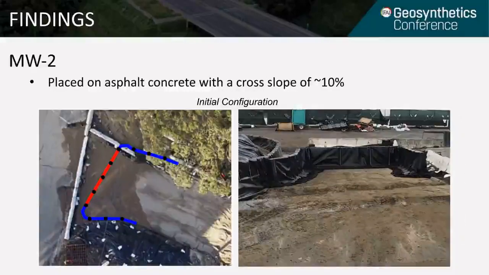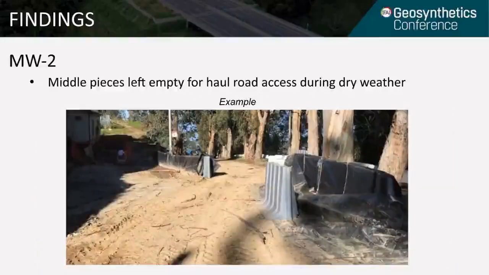Basin MW2 had 4 unfilled barrier wall pieces, as shown in red, and those were anchored by 3 water-filled barrier wall pieces on either end, as shown in blue. The reason for leaving those middle barrier wall pieces empty was so that the contractor could more easily remove those barrier wall pieces during dry weather so that the haul road could be used, as shown in the example below.